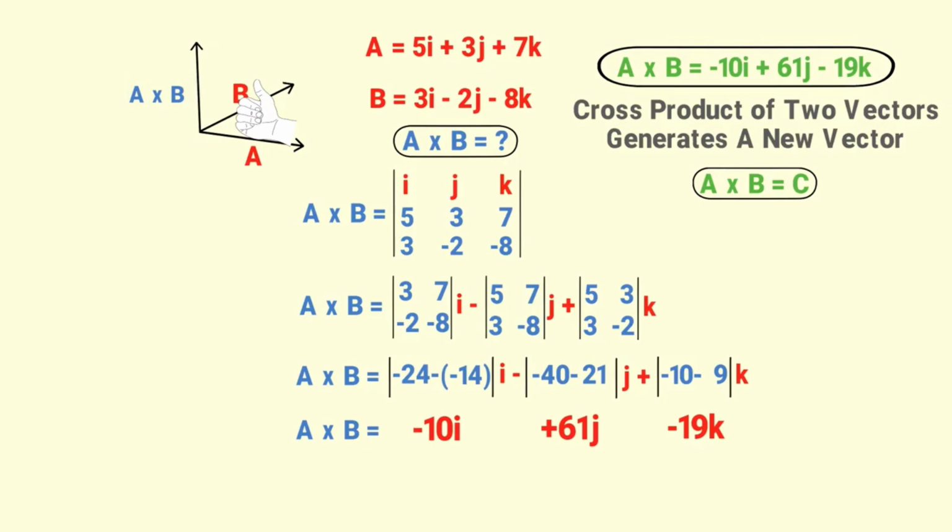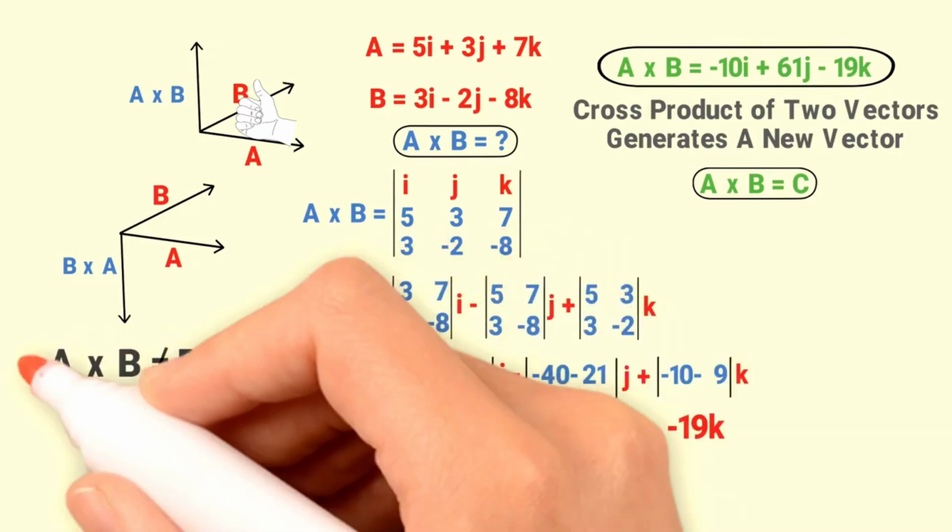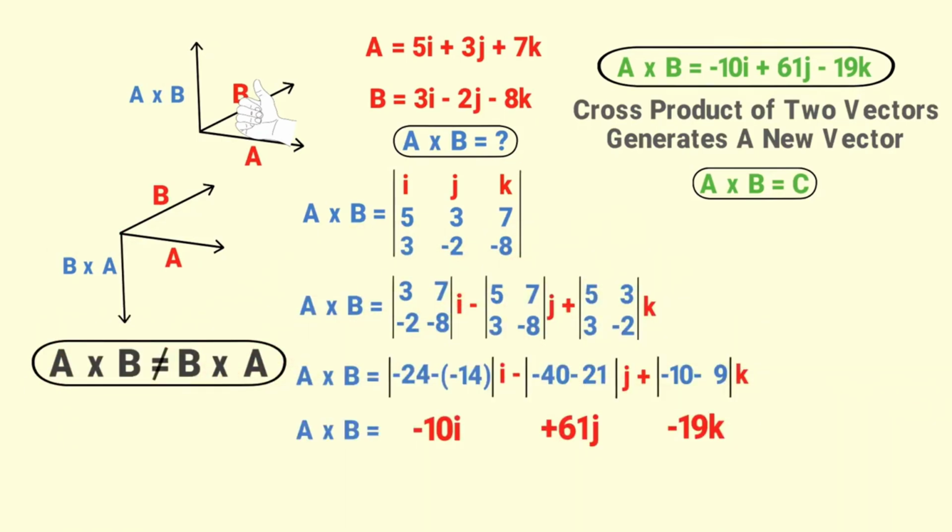Here, let me give you two bonus MCQs. Firstly, remember that the direction of A cross B in this case is upward, while the direction of B cross A in this case is downward according to the right hand rule. That is why A cross B isn't equal to B cross A, because the direction of A cross B is upward while the direction of B cross A is downward. Thus A cross B is equal to negative B cross A. The negative sign indicates the opposite direction.